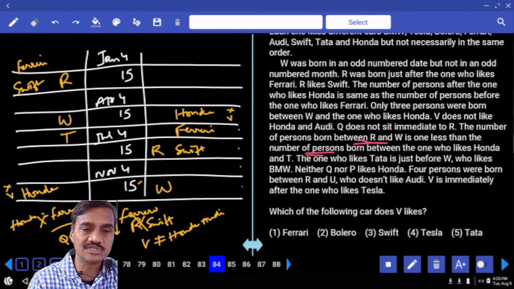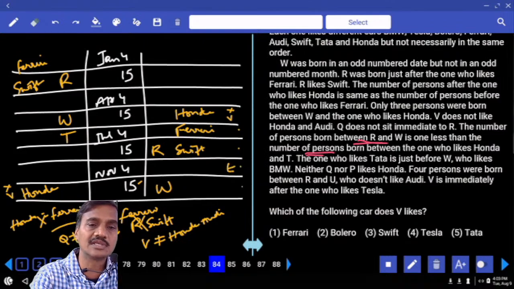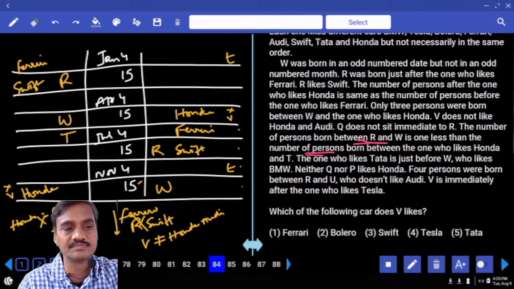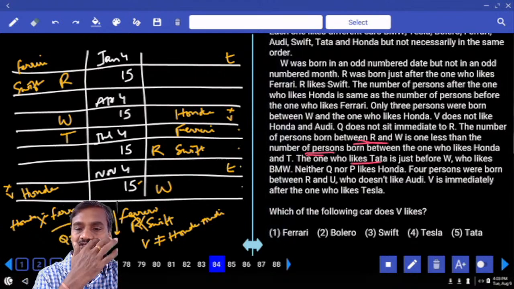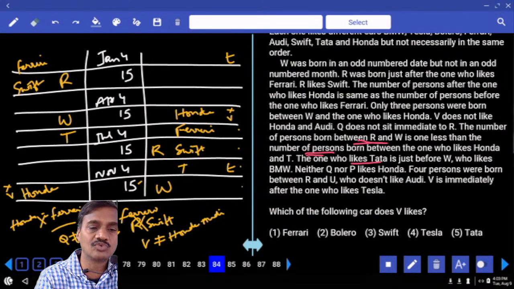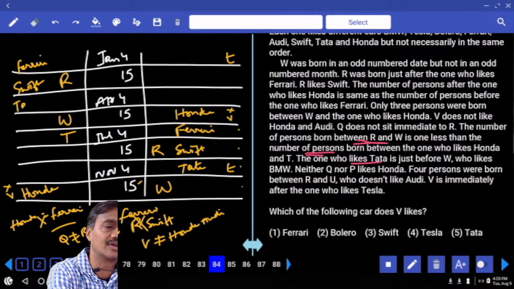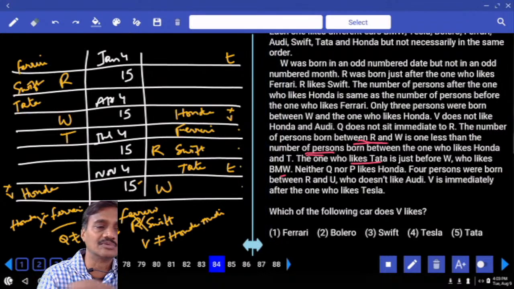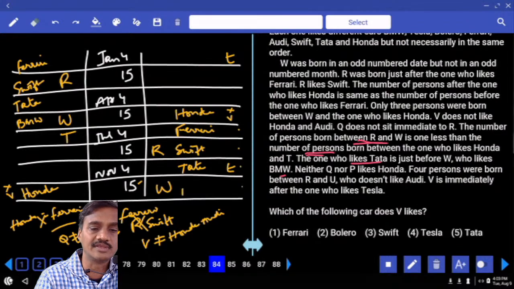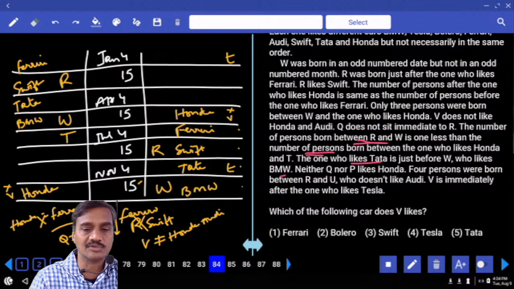Hence where should this T be? T can be either here or here. There are 2 possibilities for this T. In the first case, T is fixed. And the one who likes Tata is just before W. W likes BMW. And here again W likes BMW.